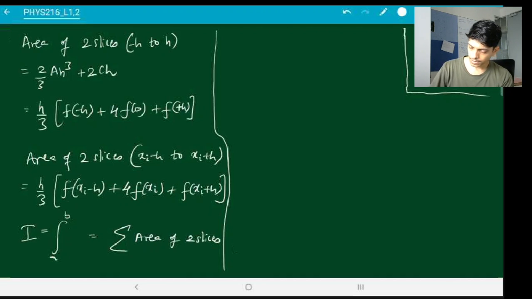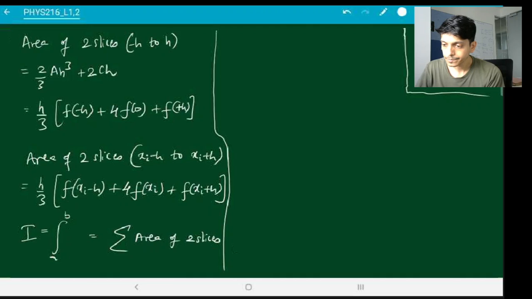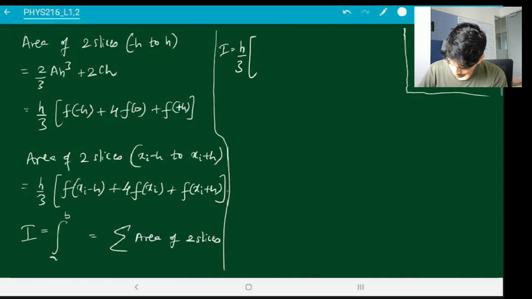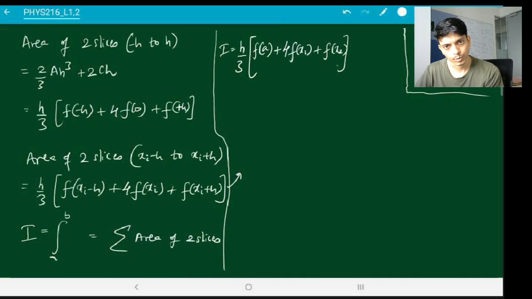So this turns out to be, let me write it from here. So if you start from 0, then you get, so starting from here, first you will have f of a, which is x0 by the way, then you have 4 times f of x1 plus f of x2. This is the first set of two slices.